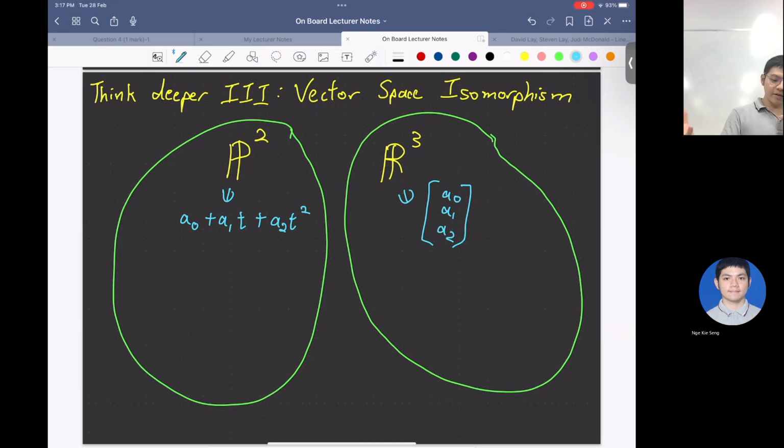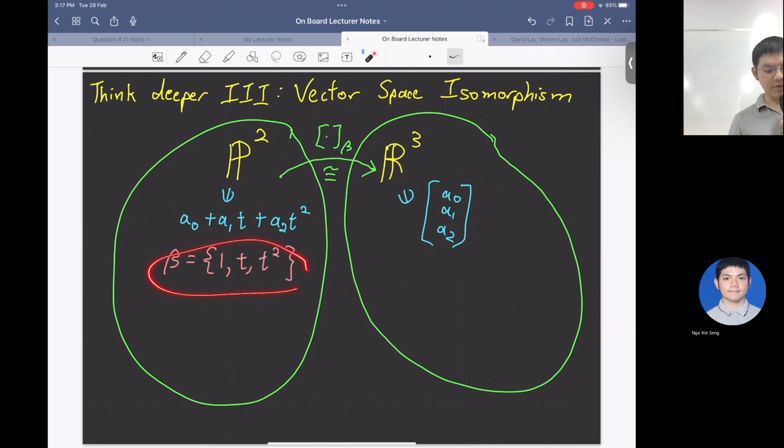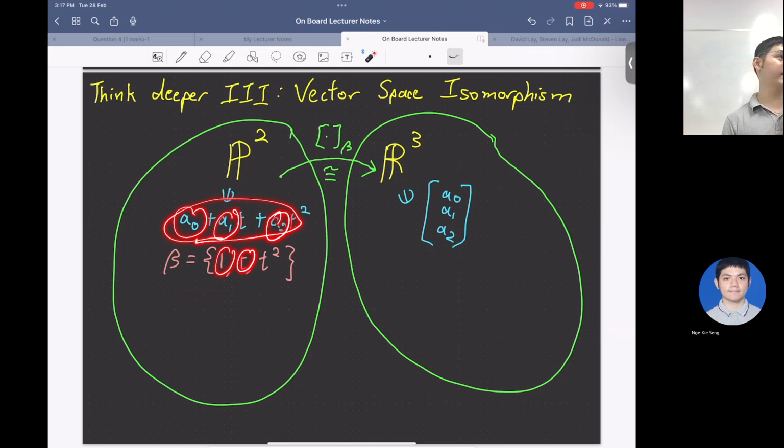Okay. So last week we saw that these spaces are isomorphic. They are isomorphic by the coordinate vector, when you take the coordinate vector with respect to the basis. So this means I need to tell you what the basis is now. Basis in this space, I will take 1, t and t squared. You can see why I pick this, because all the elements here are linear combinations of these three.